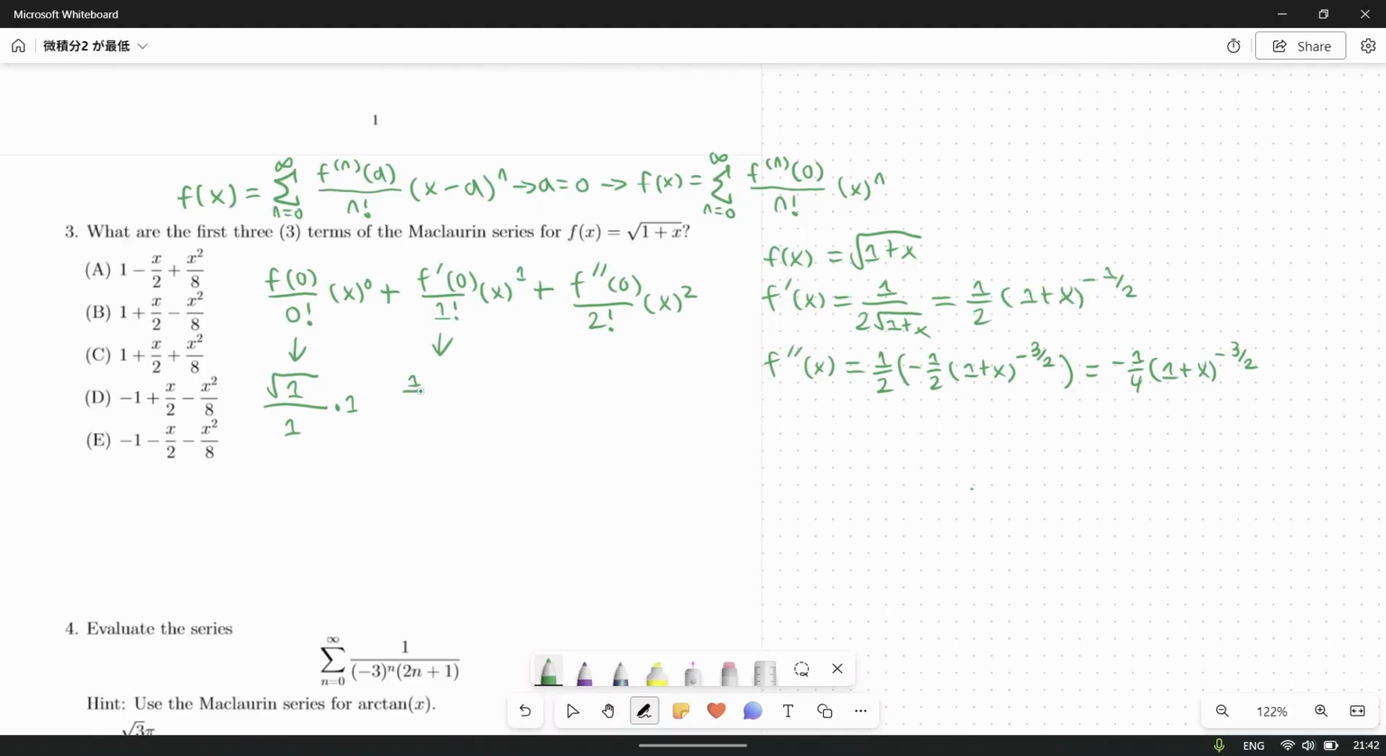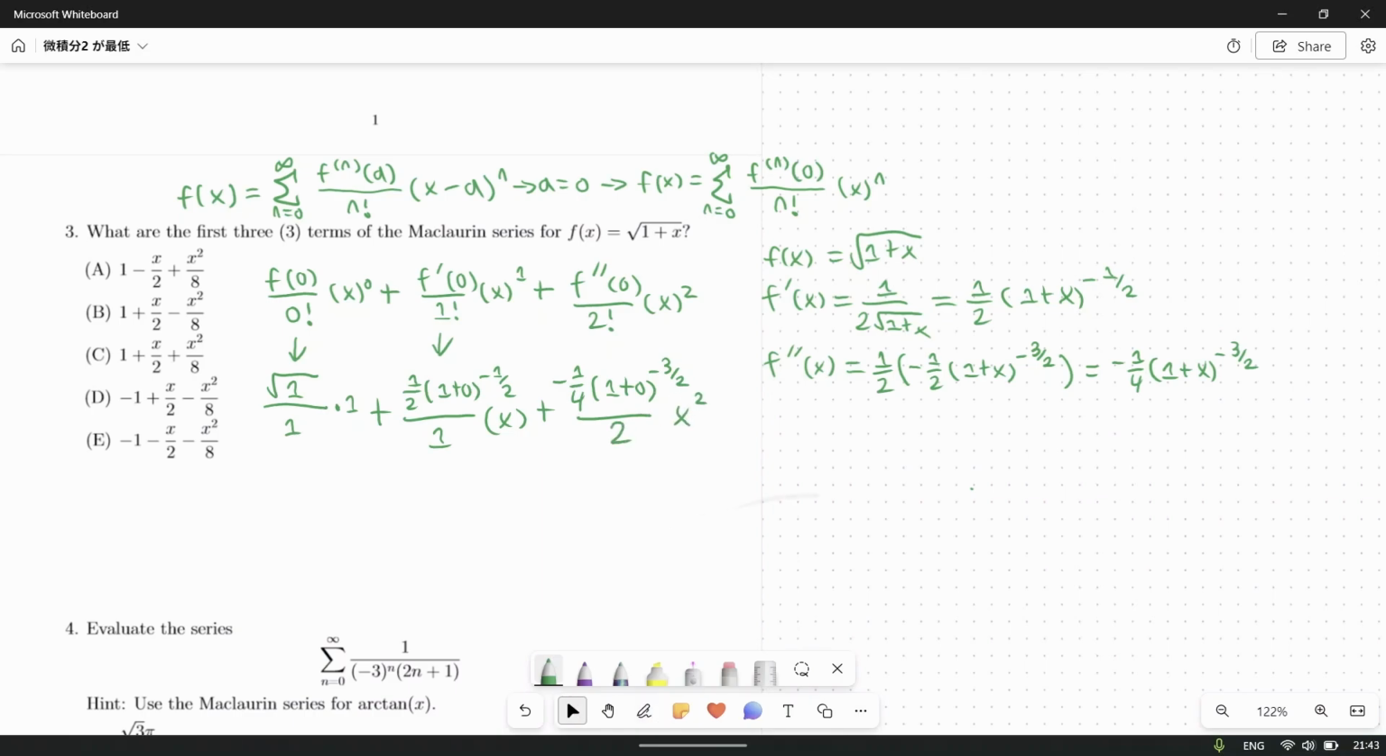1/2 times (1 plus 0) to the negative 1/2 over 1 factorial, which is going to be 1, and then x to the first power, that's just going to be x. And then our final term, we're going to end up with, putting a plus there, negative 1/4 over 1 times (1 plus 0) to the negative 3/2 over 2 factorial. 2 factorial is equal to 2 times 1, so that's going to be equal to 2. And then we have an x to the second power, so that's just going to simplify to x squared.